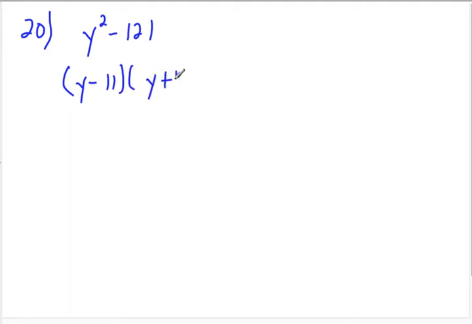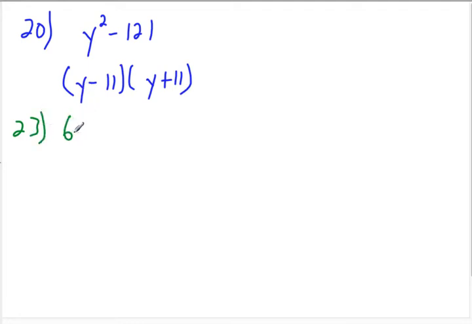All right, let's try 20. 20 is y squared minus 121. This is just a run-of-the-mill difference of squares. Nothing too exciting here. Y minus 11, y plus 11, because this is the square of 11. Looks like 21, 22 are ones that we're skipping because they have 4 terms, which we didn't do.